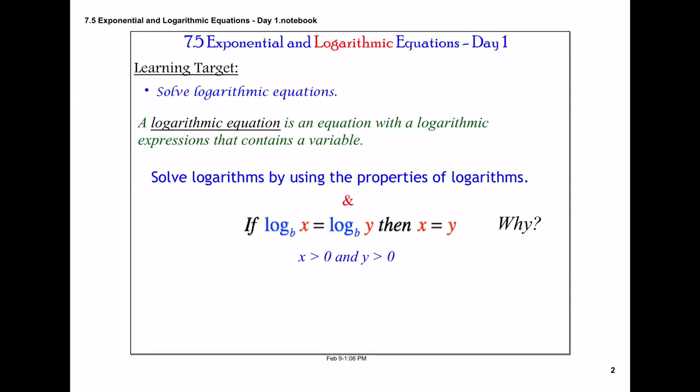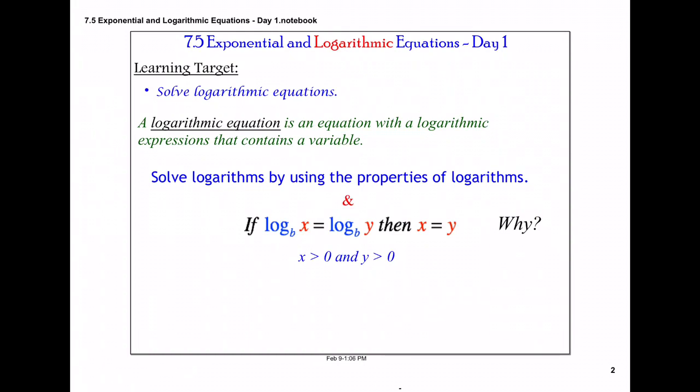Unit 6.6, Day 1. Our learning target today is to solve logarithmic equations. A logarithmic equation is an equation with a logarithmic expression that contains a variable. Solve logarithms by using the properties of logarithms.